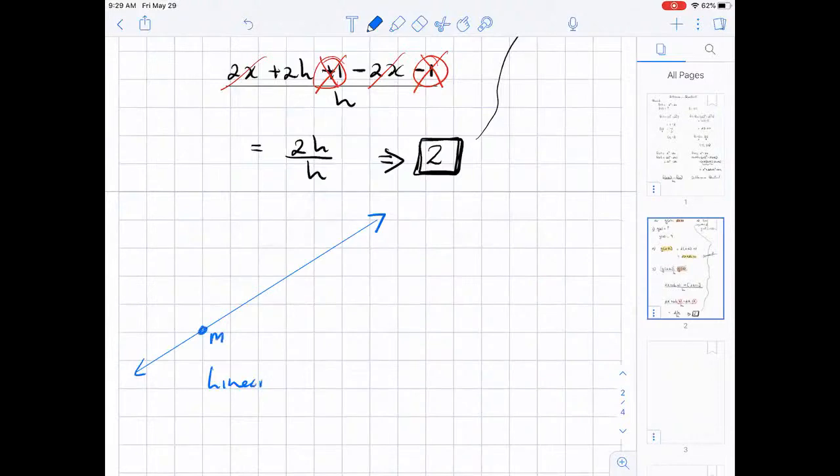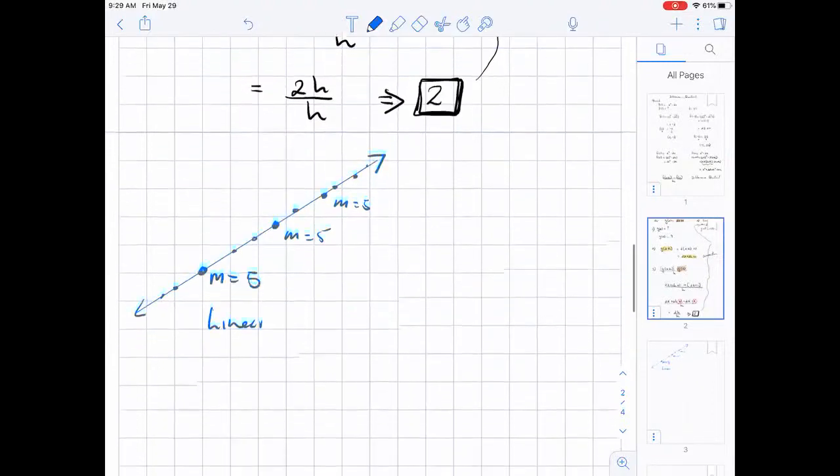if m is equal to 5, m here is equal to 5, m here is equal to 5, any point on the line, m will be 5. Doesn't matter where it is. The slope is consistent at every single point for a linear line. Guys, don't forget to turn off your microphones when you don't talk. Okay? So that's it for linear.